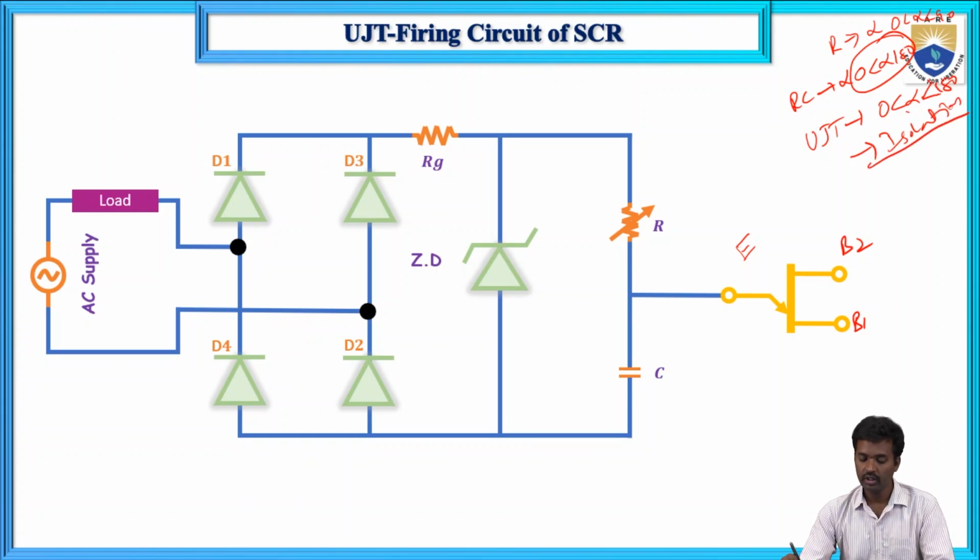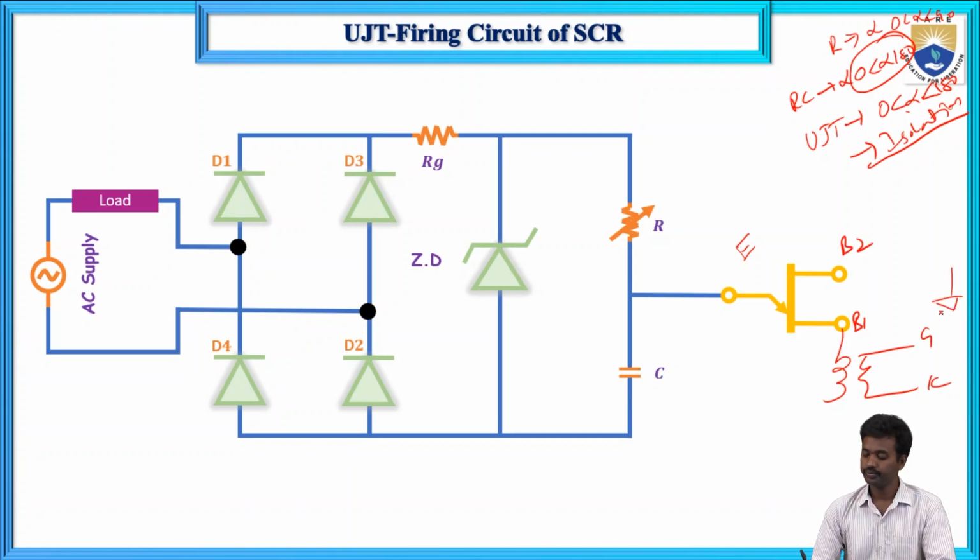Here the UJT firing circuit provides electrical isolation for the gate. There is a pulse transformer, and its output is given to the gate and cathode of the SCR. The operation is the same as before. This is a Zener diode, which maintains constant voltage.